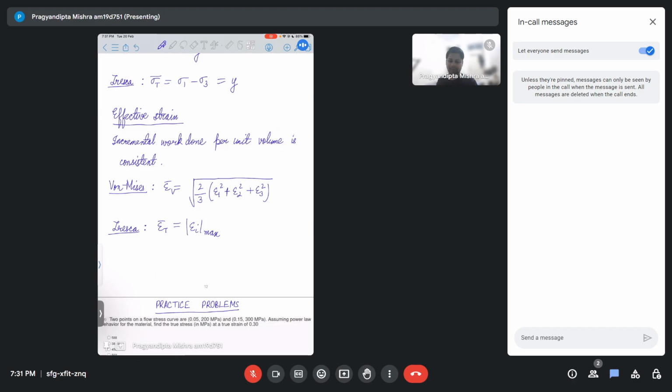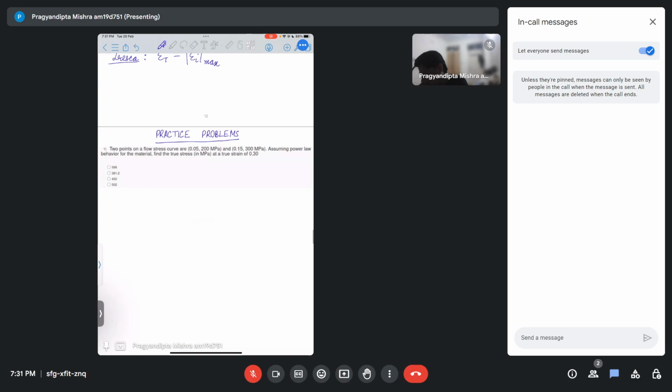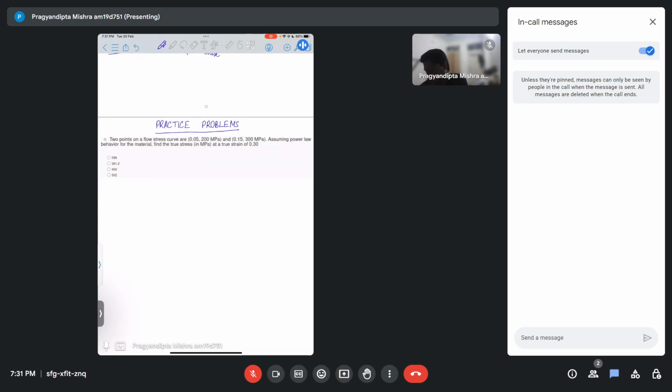So let's come back to the problems for today. Our first question: they have given us 2 points on a flow stress curve, 0.05, 200 MPa and 0.15, 300 MPa. Assuming power law behavior for the material, find the true stress in MPa at a true strain of 0.3.